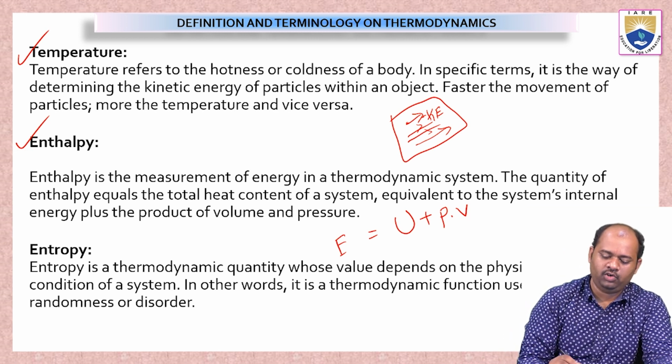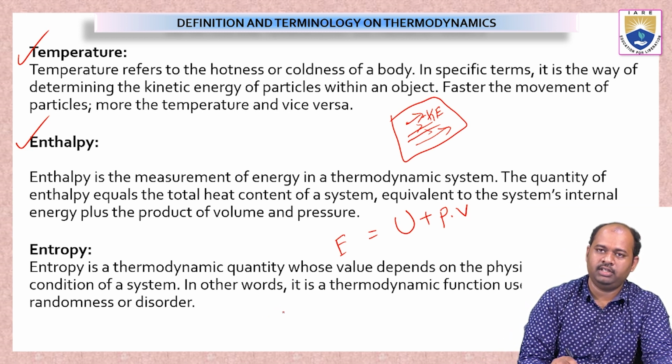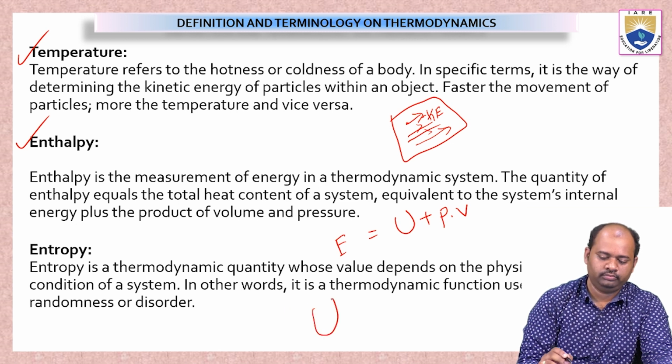Next, entropy. Entropy is nothing but the degree of disorderliness of a system, and this is represented with S. Okay.